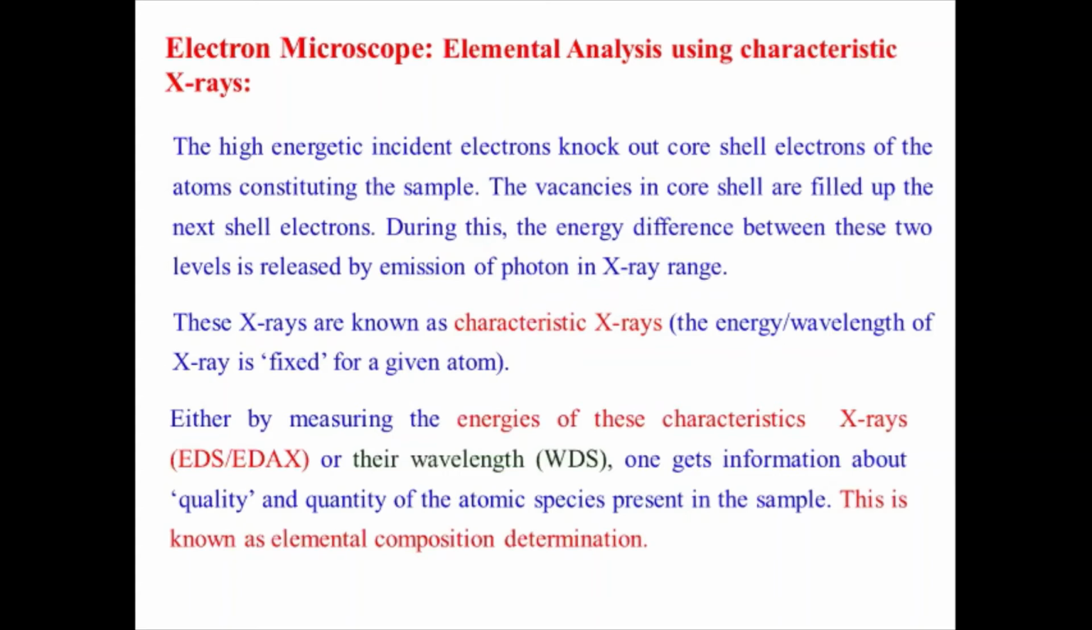So since X-rays are characteristic of the parent atoms, by detecting these X-rays, one can get information about the elemental composition. So this is an added advantage in case of scanning electron microscope, that in addition to the topography, we get information about the elemental identification, also termed as compositional analysis. What type of atoms are present in the material and what are their respective atomic percentage or weight percentage.